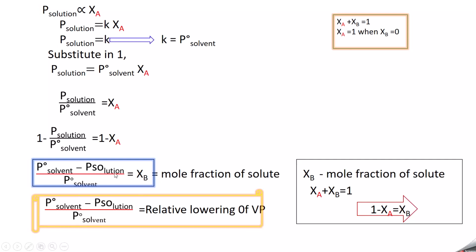And this relative lowering of vapor pressure is equal to the mole fraction of the solute alone. Because of the presence of the solute, there is a lowering of vapor pressure. Therefore, the relative lowering of vapor pressure is equal to the mole fraction of the solute.